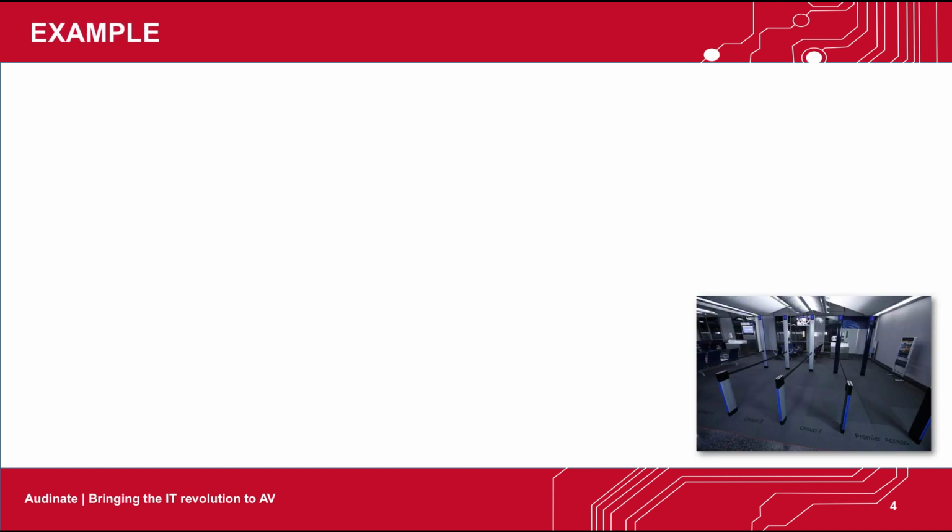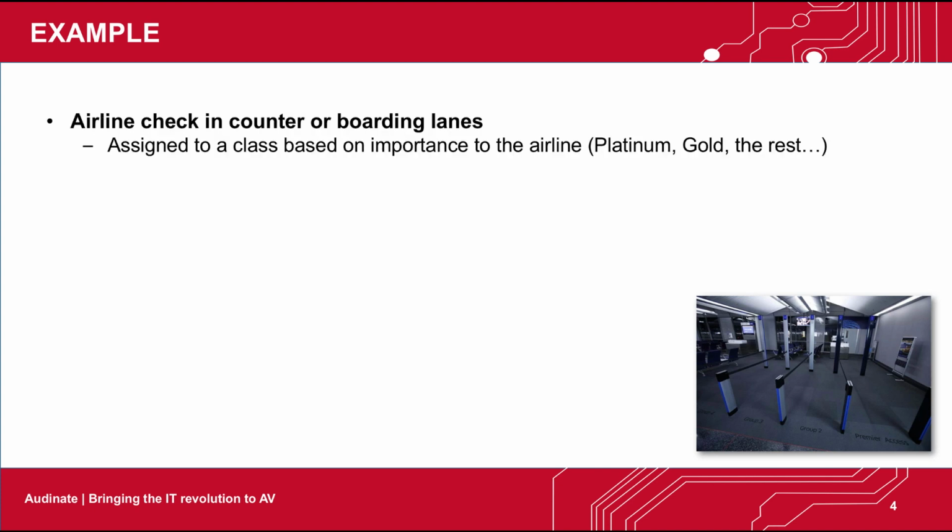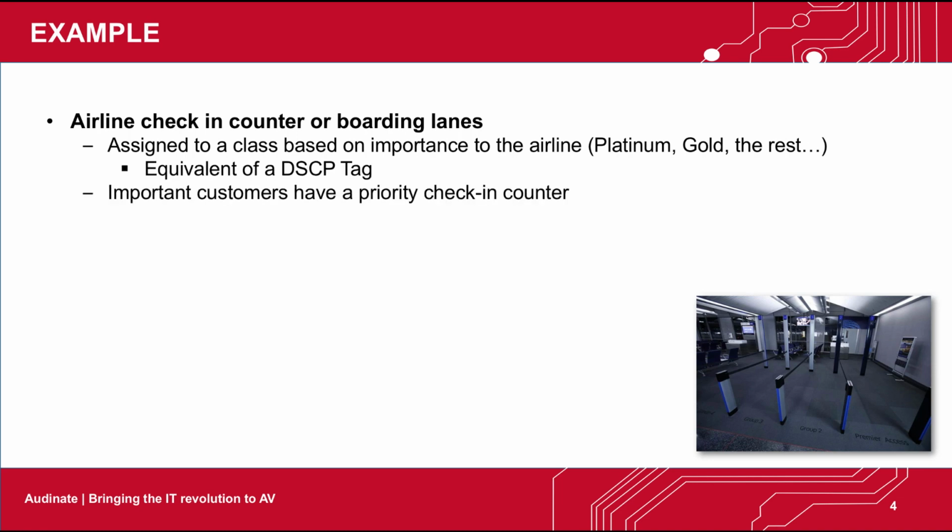Now, let's put all this together by looking at an analogy. Think of an airline check-in counter or a boarding lane. Customers are assigned to a class based on their importance to the airline, for instance, like Platinum, Gold, and so on. This is something like the DiffServ or DSCP code point. Now, important customers have a priority check-in counter. This is the equivalent of a dedicated queue.